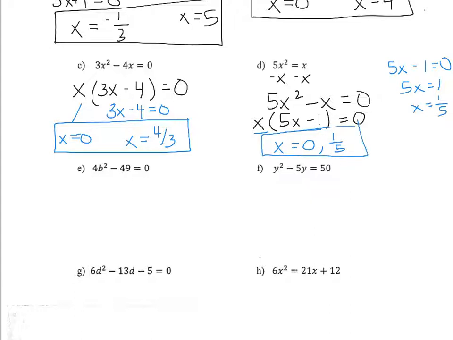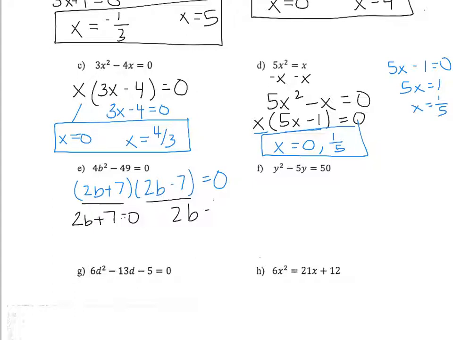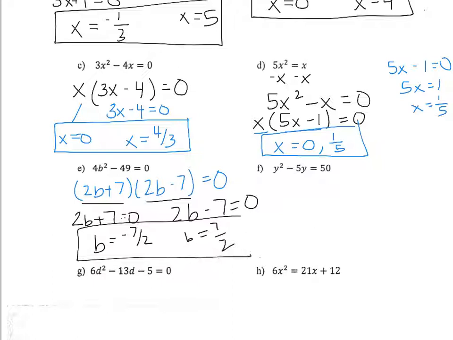And then letter E. Now this one I would normally just solve by square roots by adding 49 and dividing by 4. But I'm actually going to factor this. This is technically difference of squares. So this factors into 2b plus 7 and 2b minus 7 equals 0. So then I'm going to set each one of these equal to 0. So I have 2b plus 7 equals 0, and then 2b minus 7 equals 0. Then if I solve for b, I'm going to get b equals negative 7/2 and b equals positive 7/2.